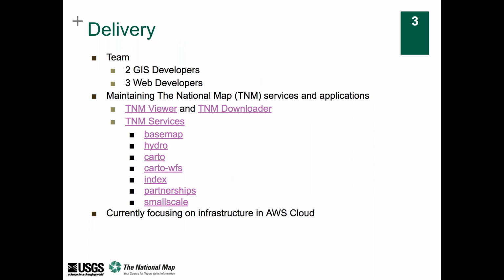My team consists of 2 GIS developers and 3 web developers. We're kind of a fluid team. We're still trying to figure out where we actually are in the food chain, and we're trying to figure out how to build modern applications based on open source technologies and how to serve them in the cloud.